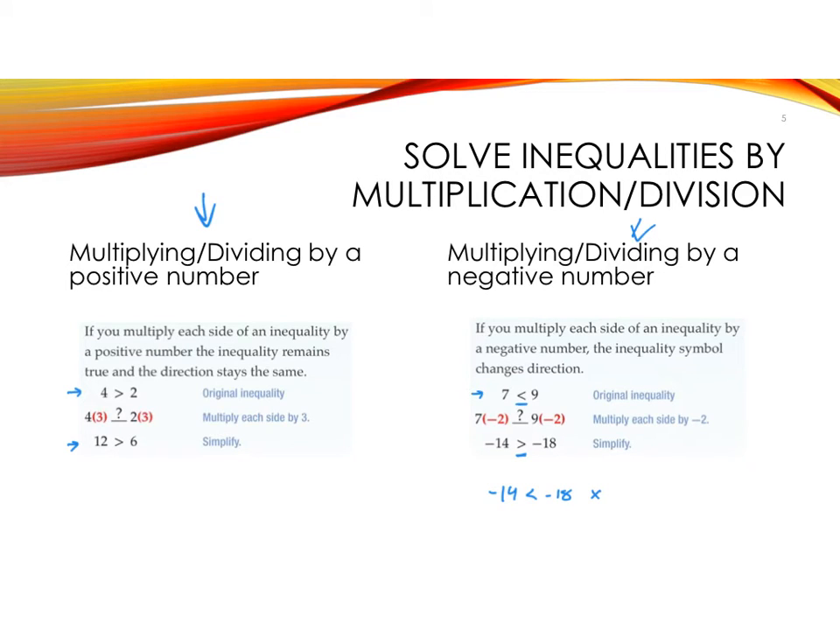So whenever you multiply or divide by a positive number, you don't have to worry about anything changing. But when you multiply or divide by a negative number, you have to remember to flip the sign. Otherwise, your answer is going to be incorrect.